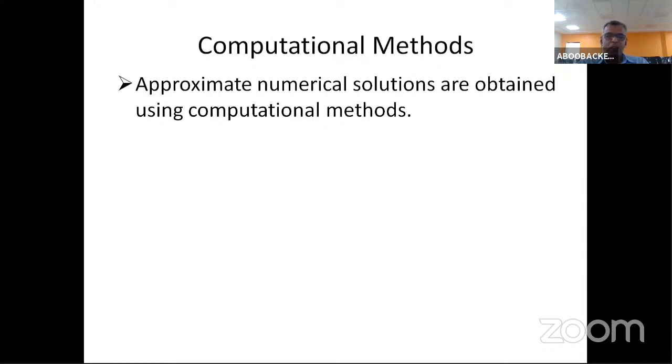So this approximate solution has to be reasonably accurate also. Approximation means it should not be far away from the exact solution, even though we don't know what the exact solution is, but it has to be closer to the expected exact solution. So to ensure that we are getting approximate solutions which are closer to the true solution, we have to maintain some conditions in the procedures.